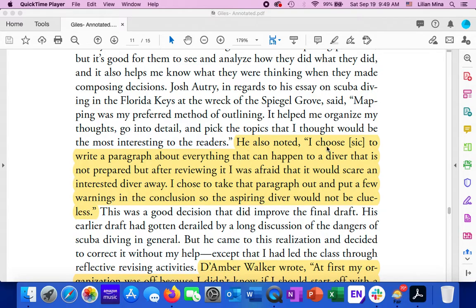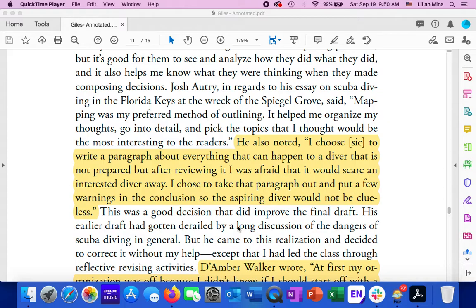He also noted, "I chose to write a paragraph about everything that can happen to a diver that's not prepared, but after reviewing it, I was afraid that it would scare an interested diver away. I chose to take that paragraph out and put a few warnings in the conclusion so the aspiring diver would not be clueless." What happens here is that that student is reflecting on their thinking, their decisions.